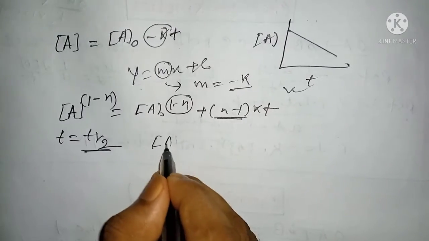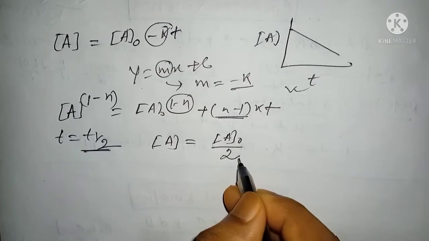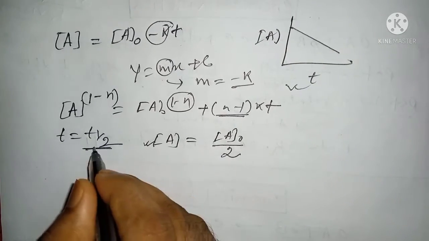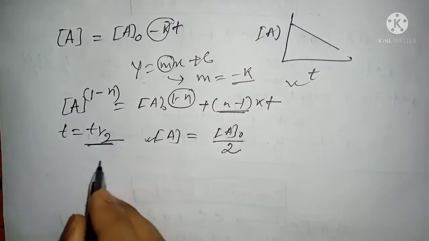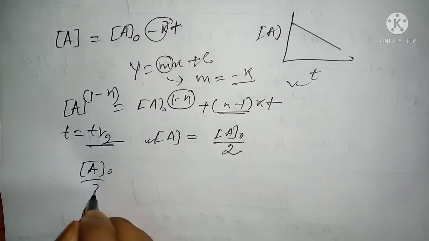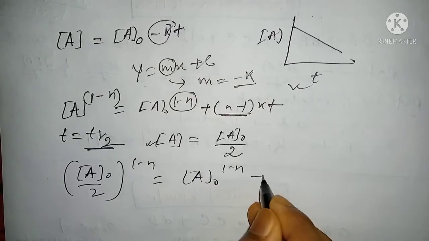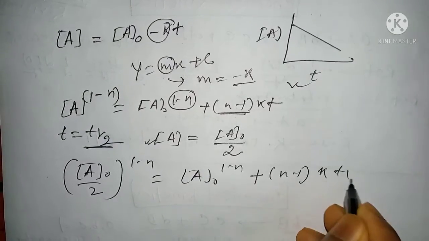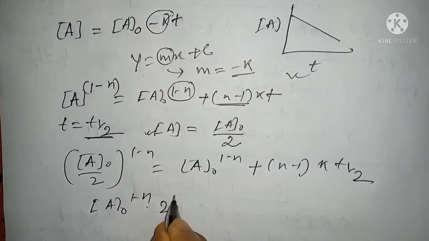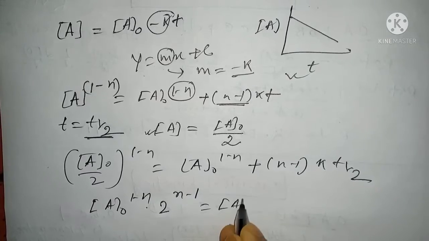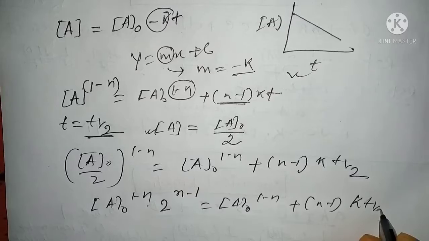the concentration is half of the initial reactant concentration. The concentration at time t half equals the initial concentration divided by 2. So substitute this value: (a0/2)^(1-n) = a0^(1-n) + (n-1)k t_half. Now this is a0^(1-n) into 2^(n-1) equal to a0^(1-n) + (n-1)k t_half.